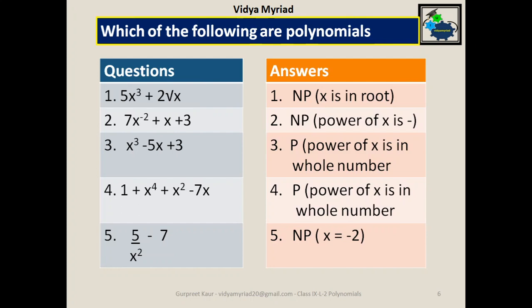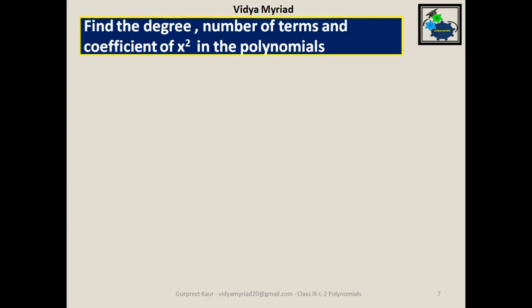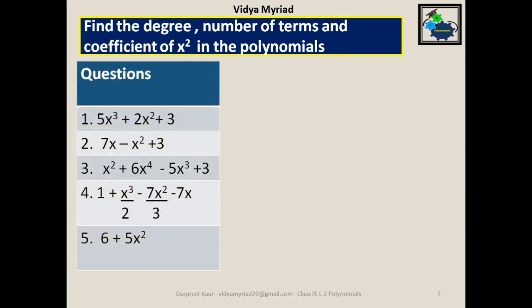So you need to check it properly, understand the concepts, what are the various conditions which will make the expression not a polynomial, and then write your answer with reasons. Next is find the degree, number of terms and coefficient of x square in the polynomials. Here I have again given 5 examples and we will be writing its degree, number of terms and coefficient of x square respectively.